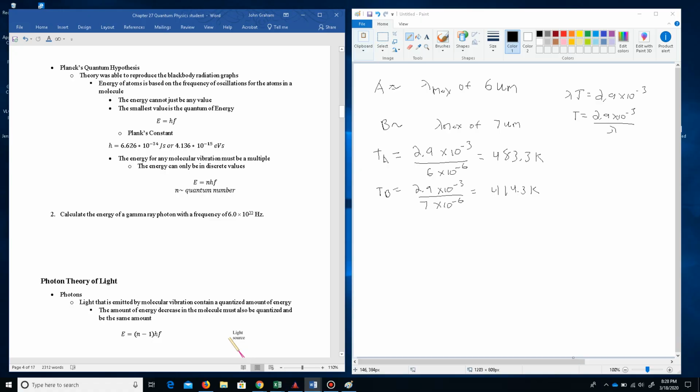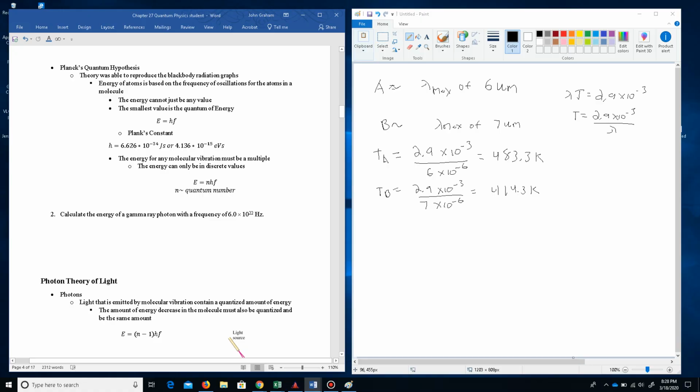And so this is the fact that the energy of atoms is based on the frequency of an oscillation for the atoms in a molecule. And so the energy cannot be just any value. The smallest value is the quantum of energy. Basically, you can only have a certain number of energy coming out of an atom. So think of it like counting numbers. They're not actual counting numbers, but you can only have 1 unit of energy or 2 units of energy. You can't have 1.5 units of energy.